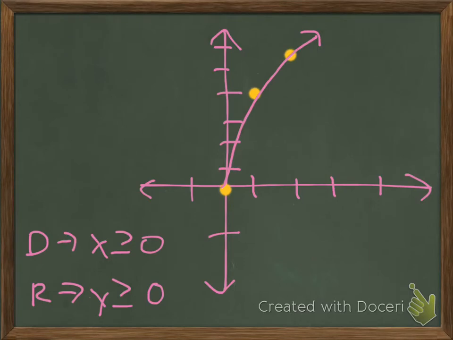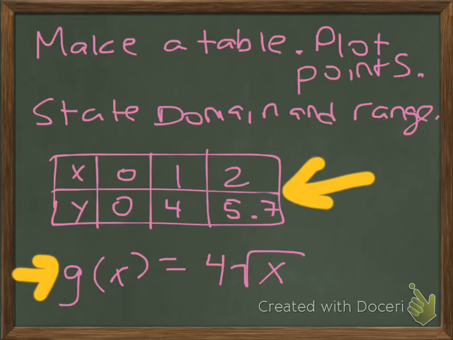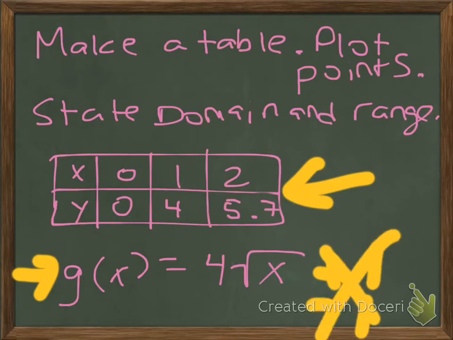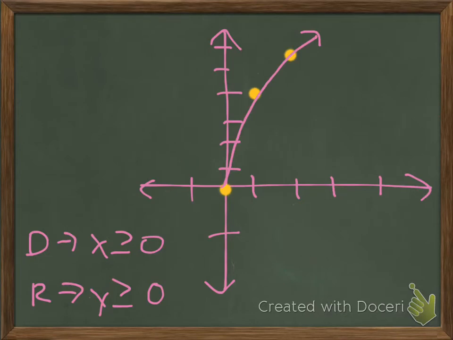And since it's in the form of the most basic function, where we have the square root of x times any kind of number, but we don't have an addition or a subtraction of anything, then the domain is going to be x is greater than or equal to 0, and the range is also going to be greater than or equal to 0.